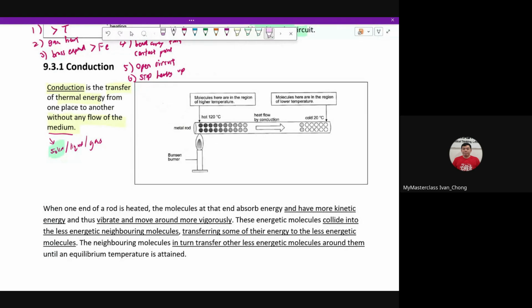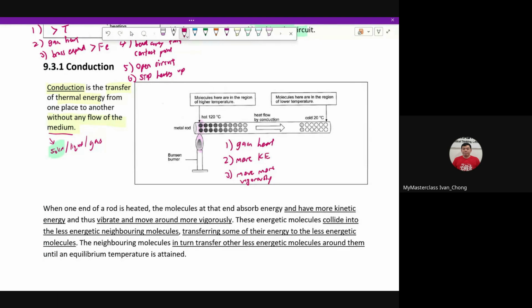So what happens here is, first, you have a Bunsen burner. Step one, you gain heat. When you gain heat, you will have more kinetic energy. With more kinetic energy, you will move faster and more vigorously, kind of like what we did previously in your earlier parts for expansion. Same thing: you gain heat, you move more vigorously.